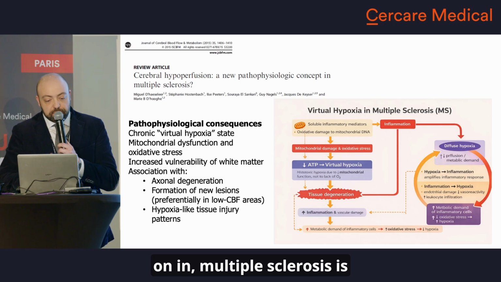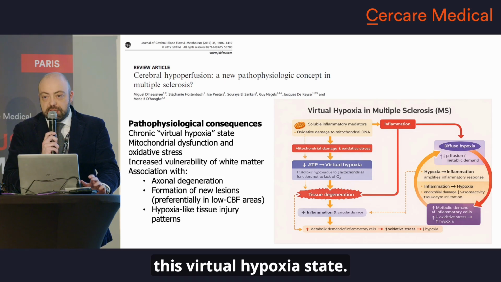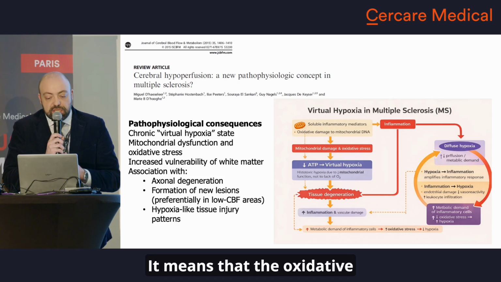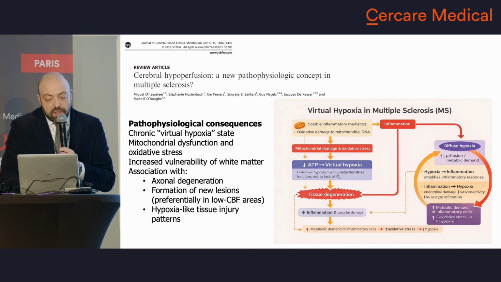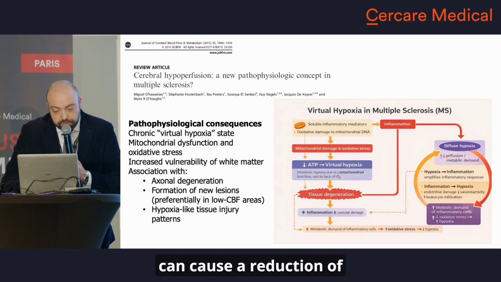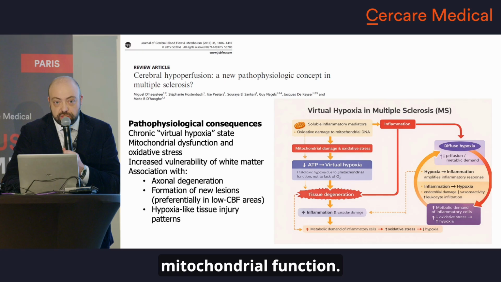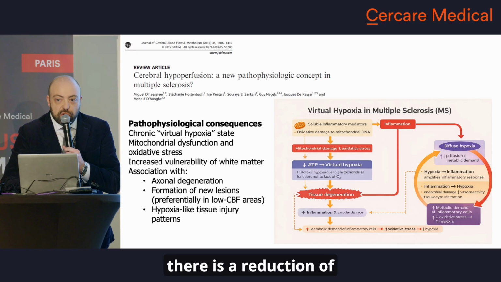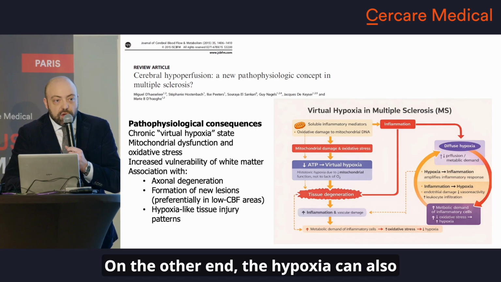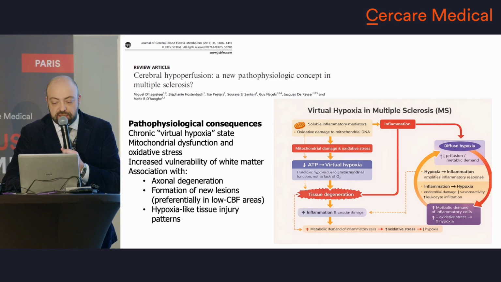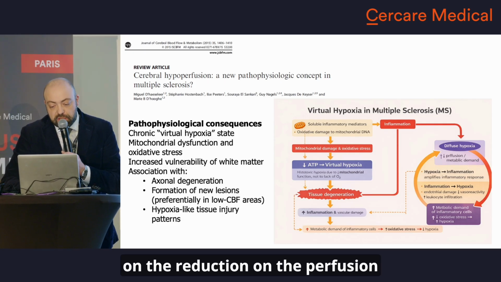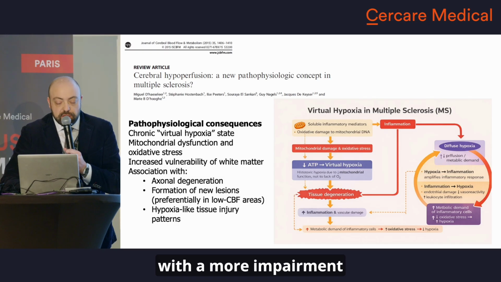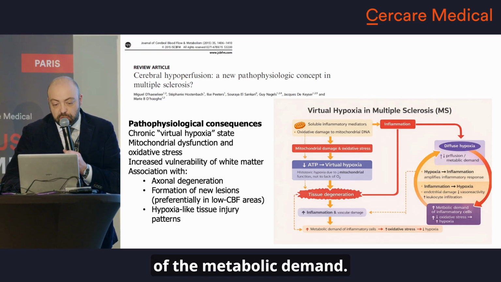What is actually going on in multiple sclerosis is this virtual hypoxia state. It means that the oxidative damage due to inflammation can cause a reduction of mitochondrial function. So despite a normal perfusion in the brain, there is a reduction in the utilization of oxygen. On the other hand, hypoxia can also have a direct effect on reducing perfusion, with an impairment of the metabolic demand.